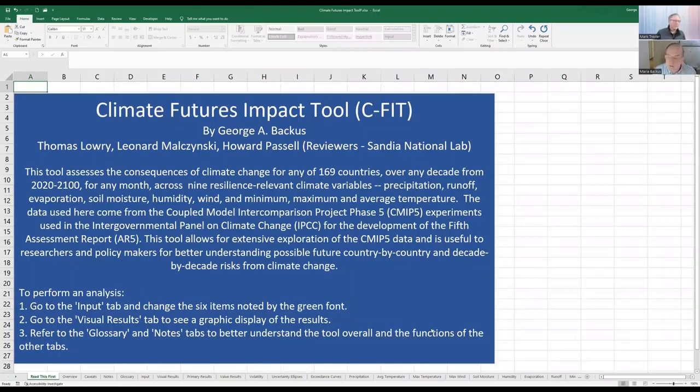So anyway, this is basically the front screen of the Climate Futures Impact tool, which we call CFIT. And basically just saying that it uses CMIP 5 as opposed to CMIP 6. In a sense, it could use that. CMIP 6 we don't use because, as you know, it runs quite hot, or many of the models run quite hot.